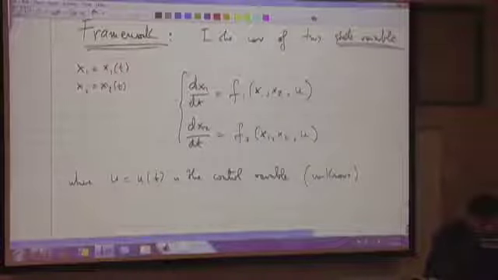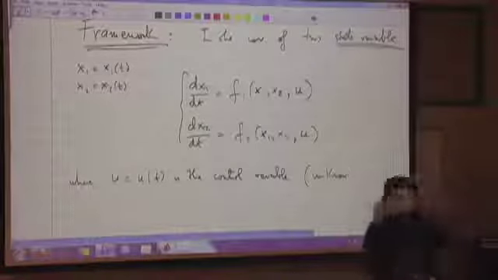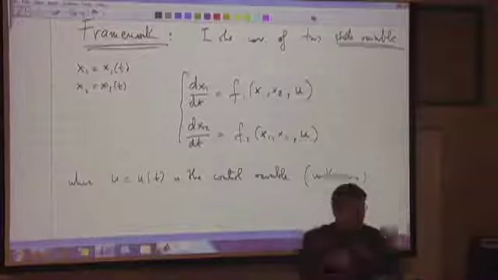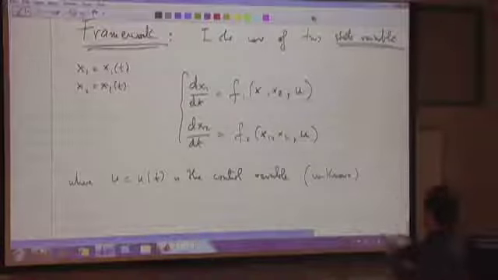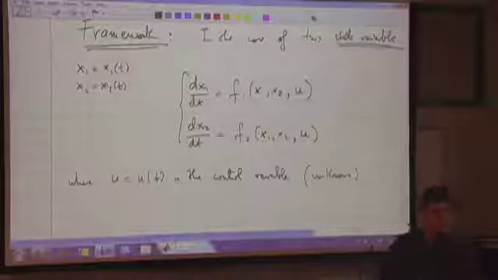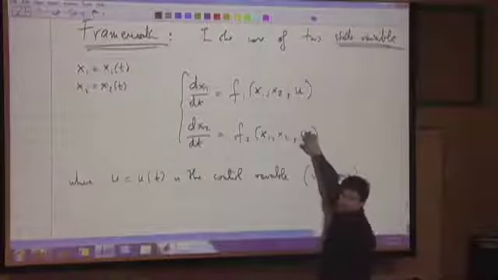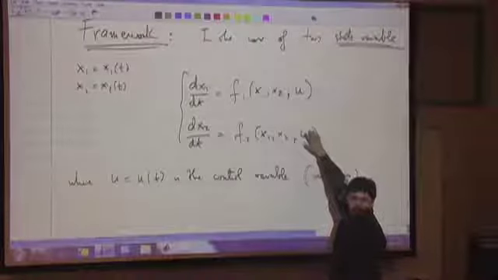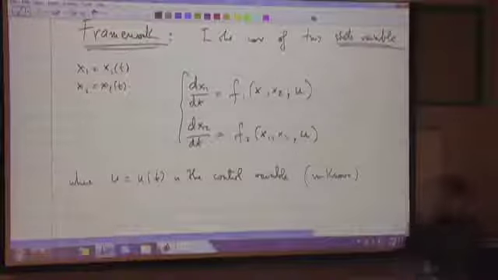Now I want to emphasize that u may appear in both equations or may appear only in one. And by the way, u may actually have two components, u1 and u2. So this doesn't necessarily have to be a scalar. This could be a vector of 2 components, 7 components, right?